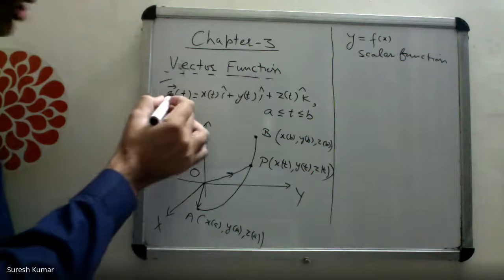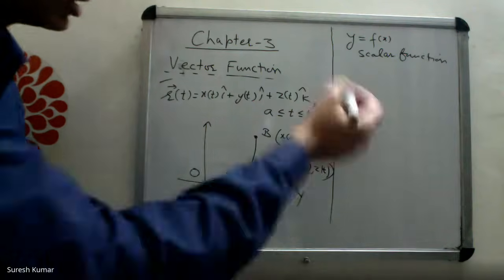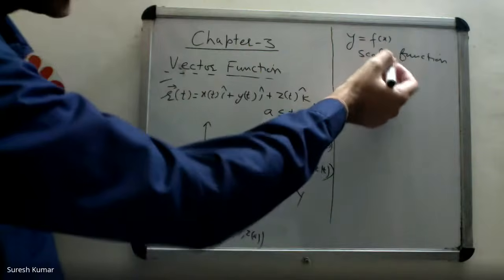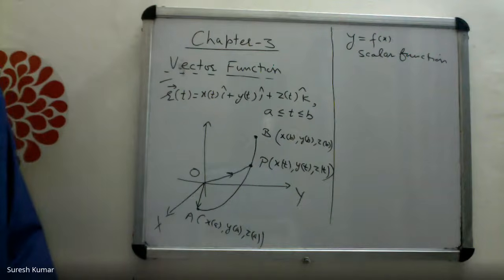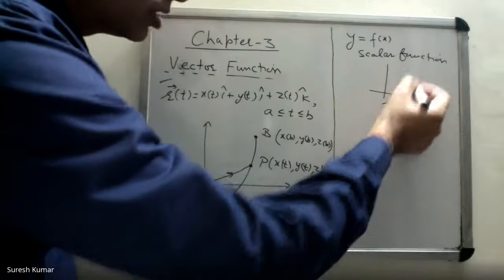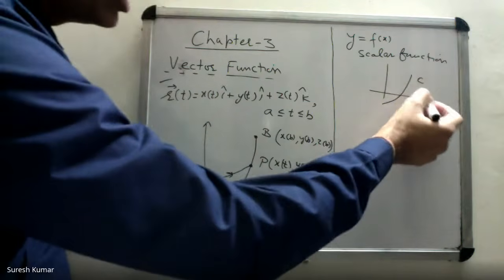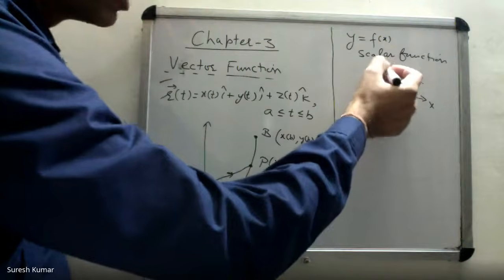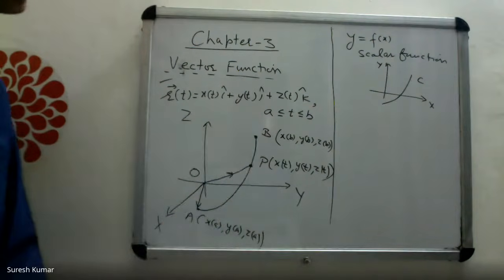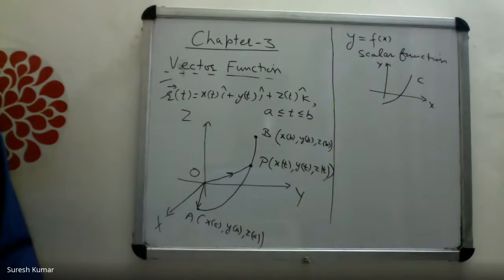So this is the geometry of vector function. It is a vector function of single variable. This is also a function of single variable, but it is scalar. There is no vector. And you know its geometry. If it is a continuous function, it represents some curve in xy plane. But here, it is a three-dimensional curve in space. So you can understand the difference.